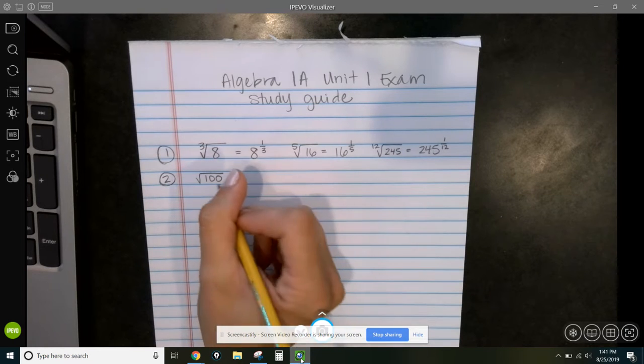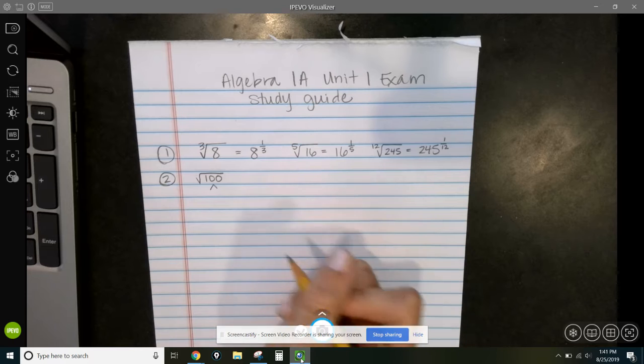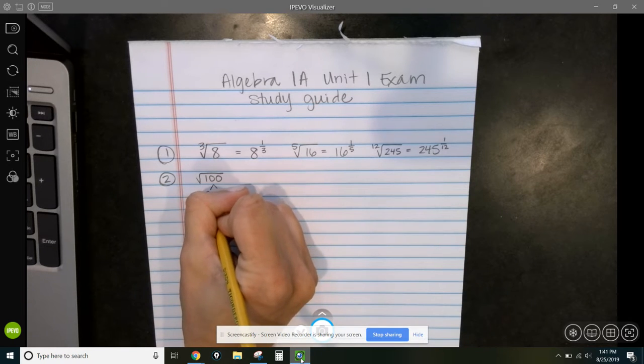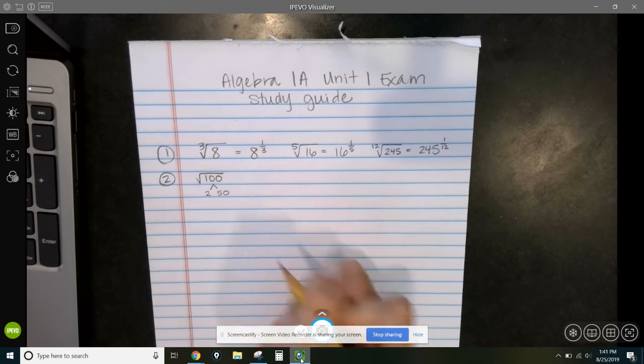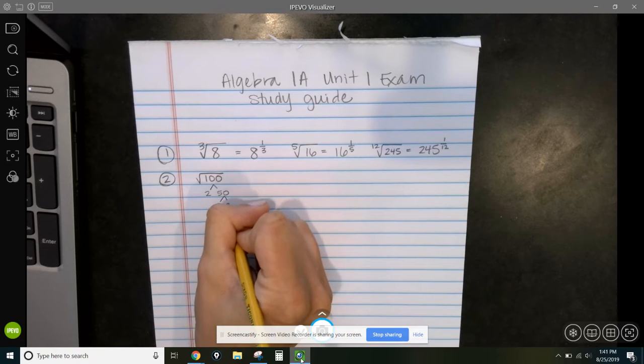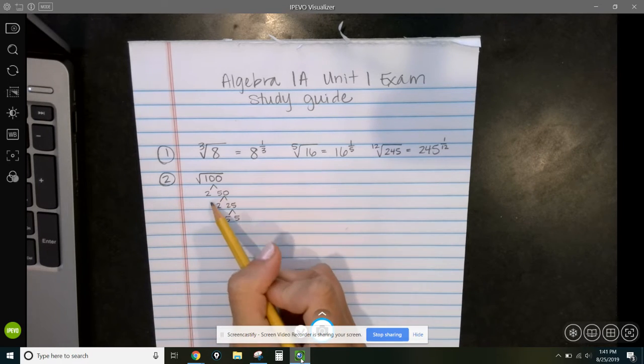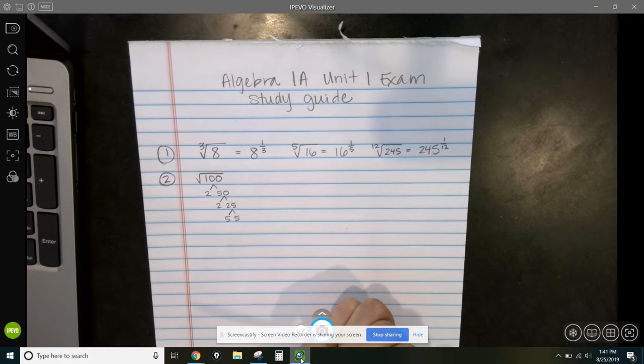So you're going to have to break up 100 using like a factor tree. So since I know 100 is even, I'm going to start by going 100 is the same as 2 times 50. And then I'm going to break up 50. I know 50 is the same as 2 times 25. And I know 25 is the same as 5 times 5. And now I have this in that prime factorization. These numbers are all as simple as they're going to get.